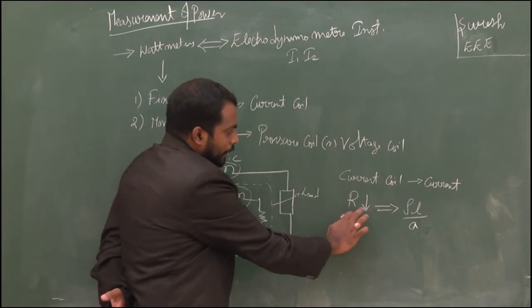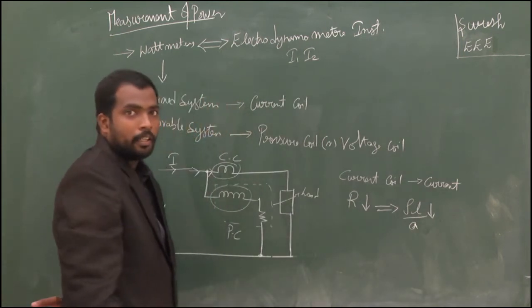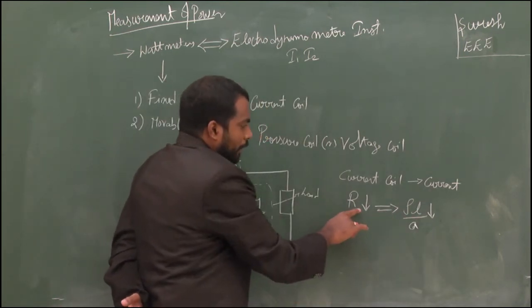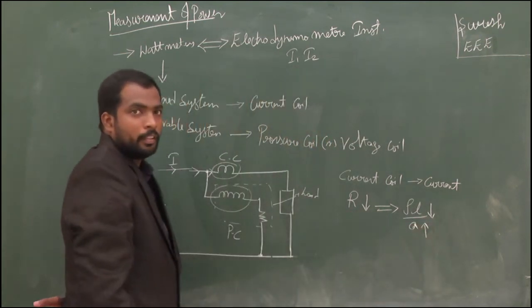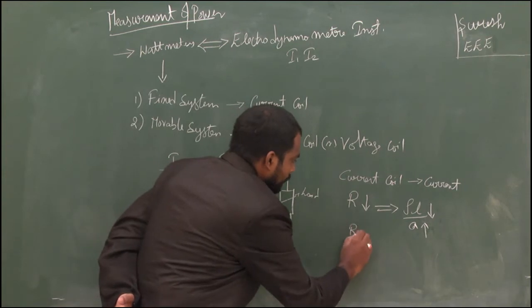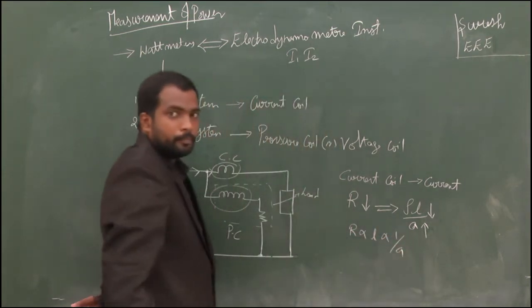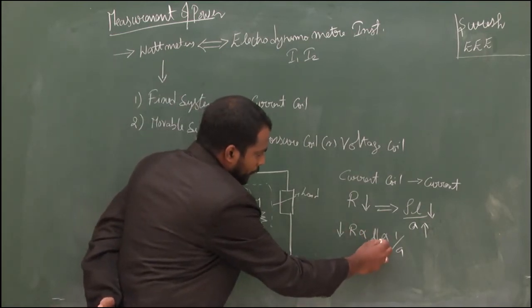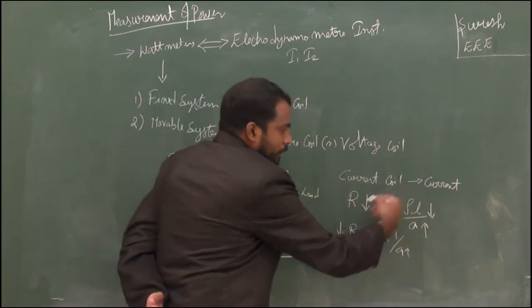In order to have less resistance, your length should be less, and in order to have less resistance, the area should be more. That's the main reason resistance is proportional to L, proportional to 1 by A. That means in order to have less resistance, your length should be less and your area should be more. Why? Due to this condition.